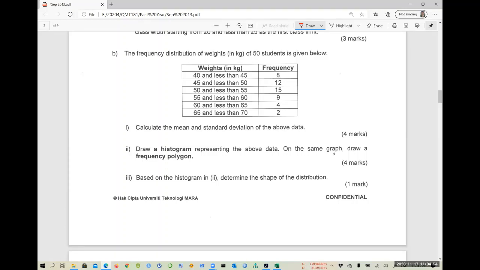So you can just assume that this is in the form of class boundary, but actually it's not. It is in class limit because there is a gap between one class and another. But to make the calculation of the midpoint simple, you just need to take the upper and lower values and divide by 2.